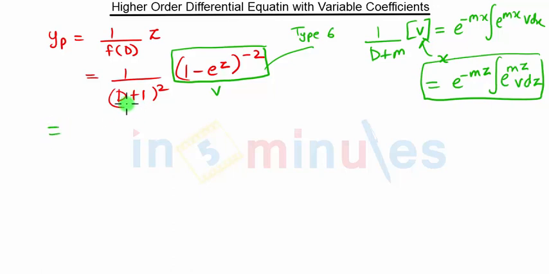So here we are going to split D plus 1 into two parts. So (D plus 1) into 1 upon (D plus 1) into (1 minus e raised to z) the whole raised to minus 2.